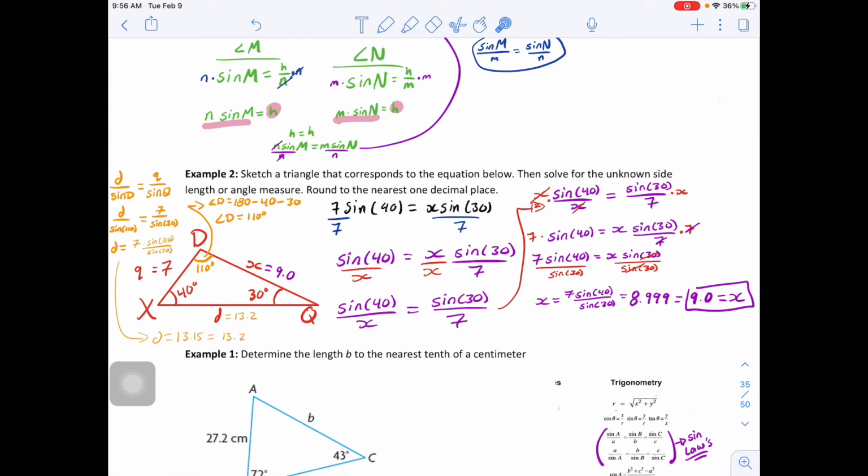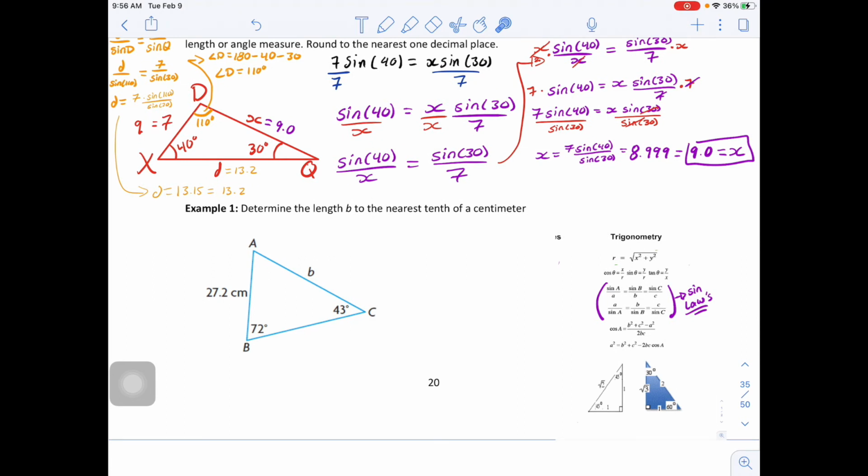So stop there. I would maybe give example 1 a shot on your own. See if you're able to do it, and check after the video if you got it correct. I will work through it.